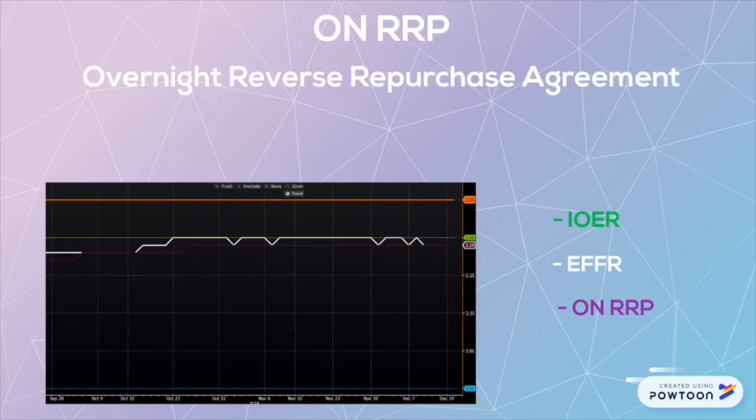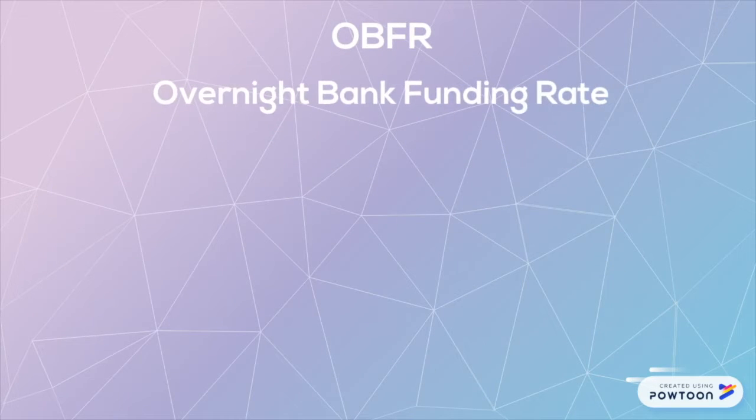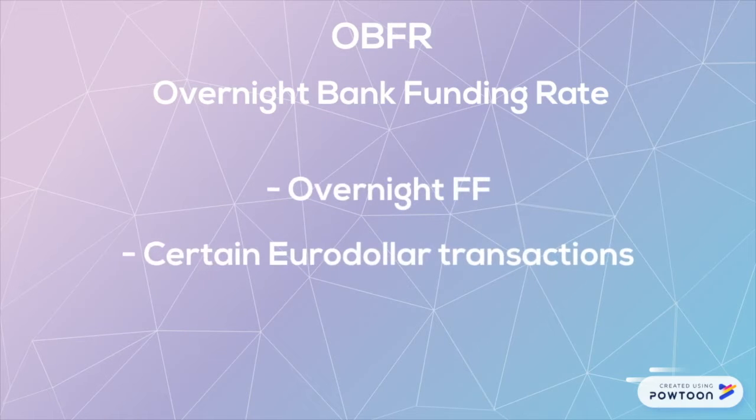The Fed Overnight RRP facility, in purple, is a supplementary tool to prevent the EFFR from trading below the bottom of the 25 bps target range. Since the Fed introduced overnight RRP in 2013, it has served as a relatively firm floor for overnight Treasury GC repo. The Fed also publishes another broad overnight unsecured bank borrowing rate, the OBFR, Overnight Bank Funding Rate, which consists of overnight FF and certain euro-dollar transactions.